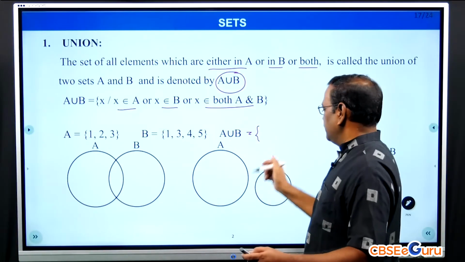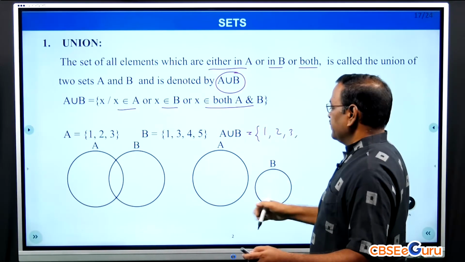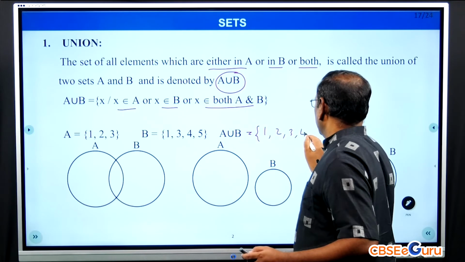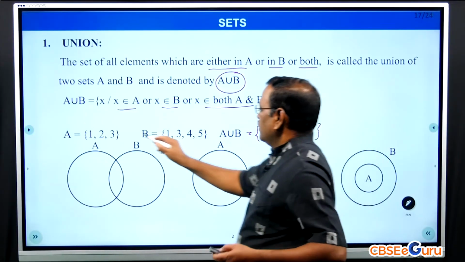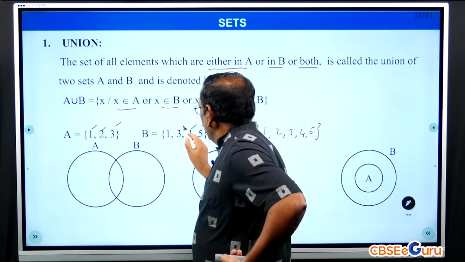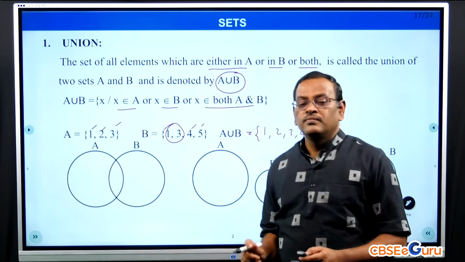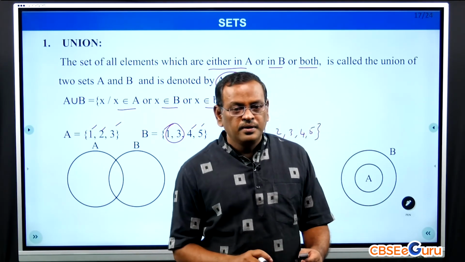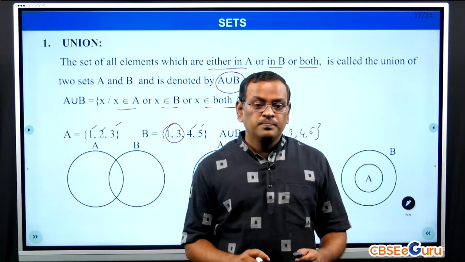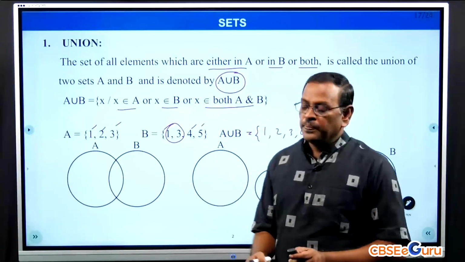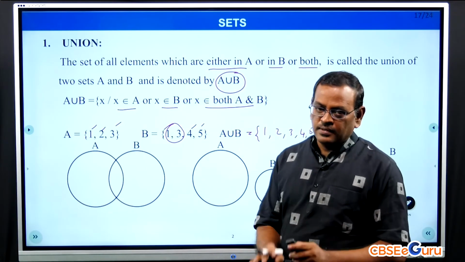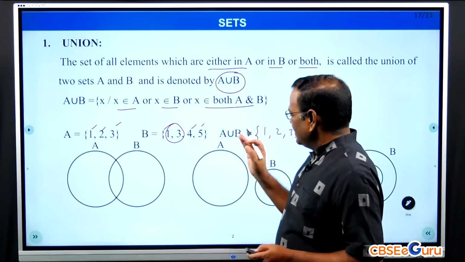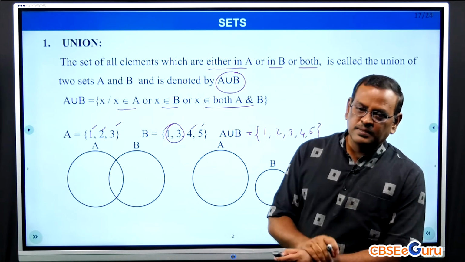Either in A, write all the elements 1, 2, 3, and 1 already is there, 3 is there, now 4, 5. So A union B is {1, 2, 3, 4, 5}. Why are the numbers 1 and 3 from B not included again in A union B? Because repetition is not allowed in a set. Write all the numbers without repetition. That is the meaning of A union B: either in A or in B or in both. This is a simple example to understand the concept of union.